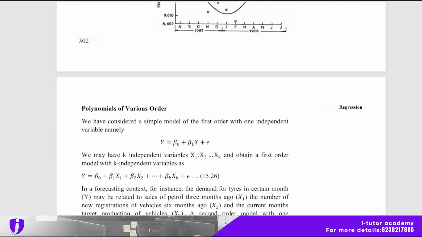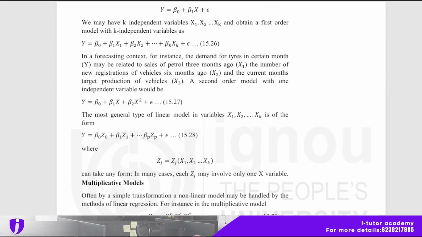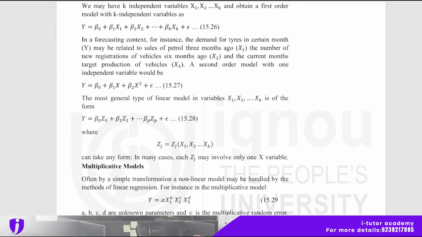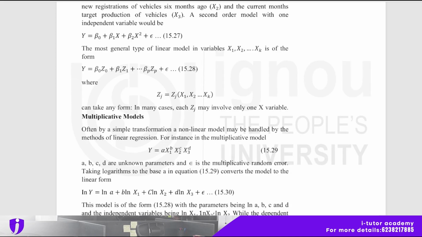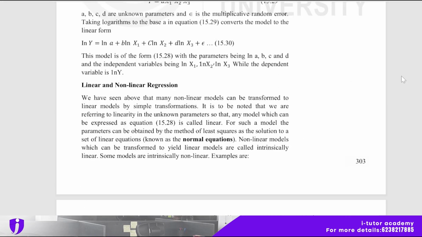Polynomials of various orders and multiplicative models are also here. Often, by a simple transformation, a non-linear model may be handled by the methods of linear regression. Linear and non-linear regression: we have seen above that many non-linear models can be transformed to linear models by simple transformation.